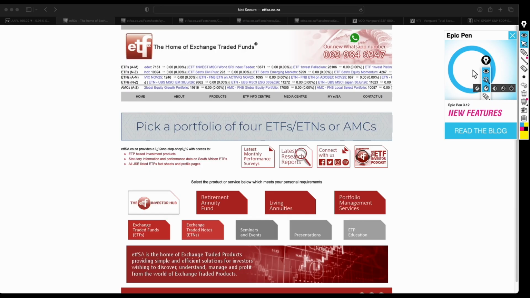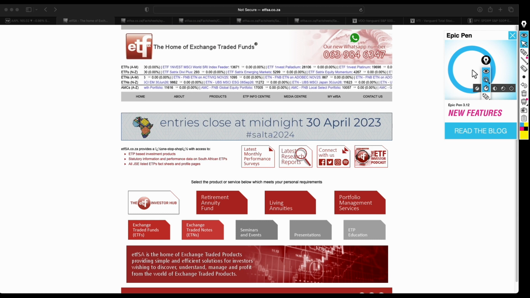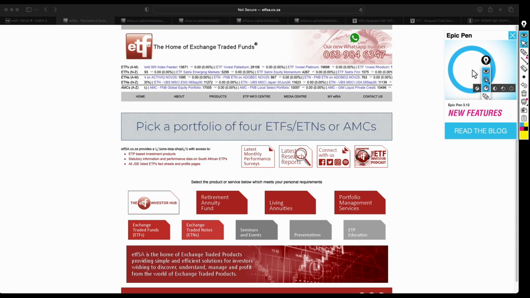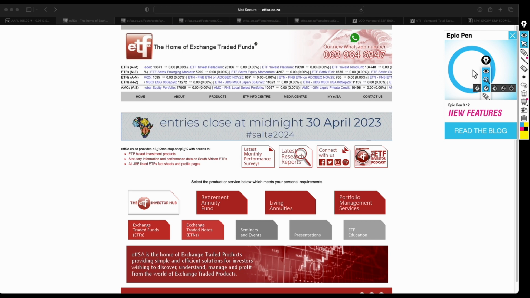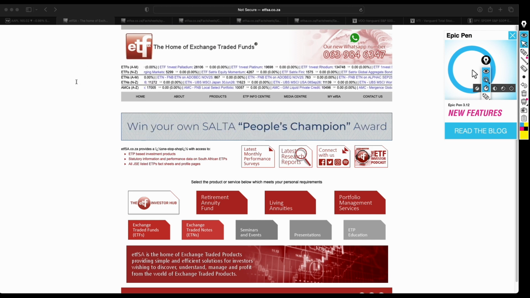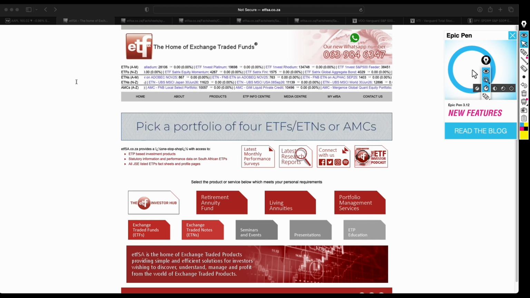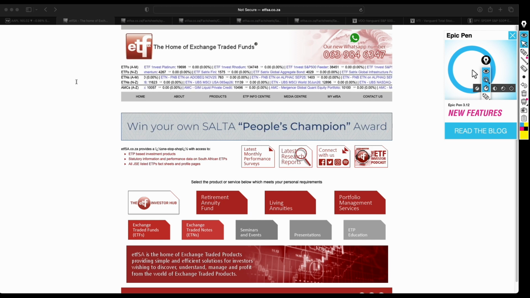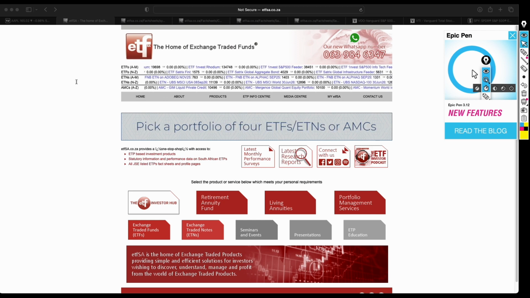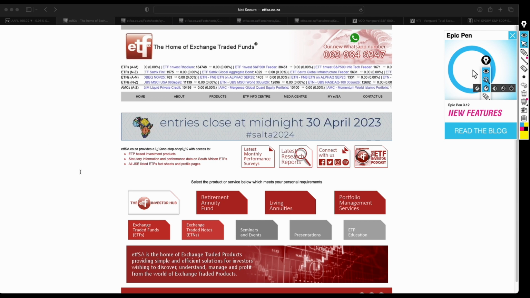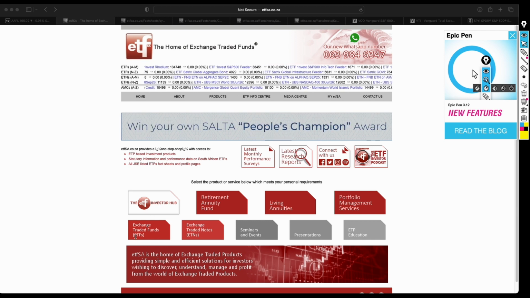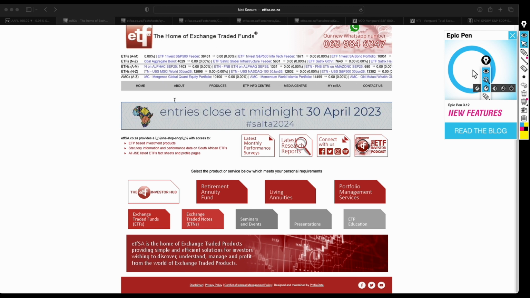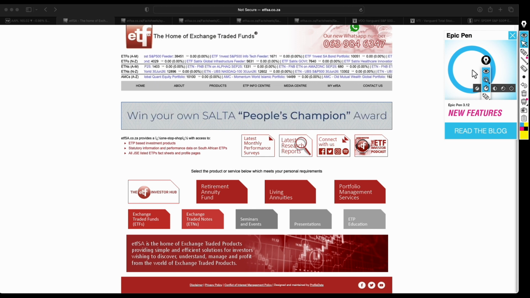So for the domestic ETFs, or the ETFs that are available on EasyEquities and many of the other local stockbrokers, we will be using ETF SA. As you can see, they say ETF SA is the home of exchange traded funds. But remember, you can always get the information anywhere. This is just one of the many tools that I use to find information. So the information that you're looking for falls under the ETFs. There are different products that you can look at on this website, but you're only interested in the ETFs.